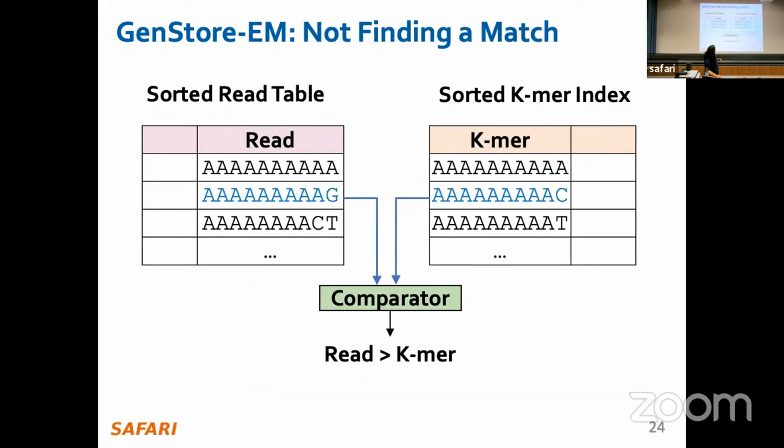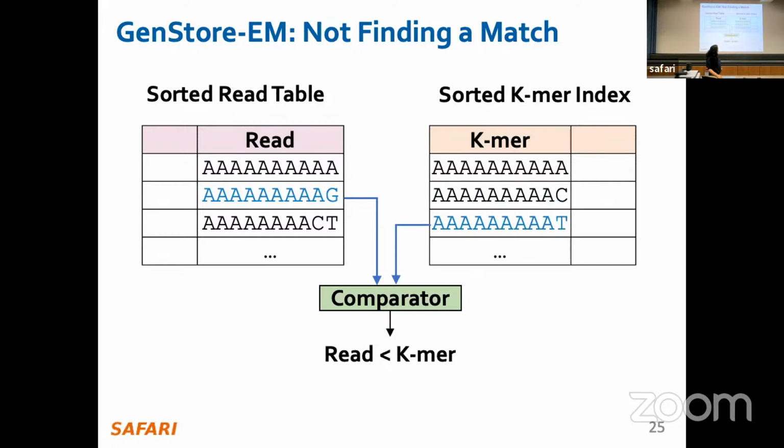Okay, now we see that the read is bigger than the k-mer. So what does that mean? We've been sequentially scanning, right? So if that k-mer would have matched anything, we would have already encountered it. So when the k-mer is smaller, it means that it's not going to match anywhere. So let's go to the next one.